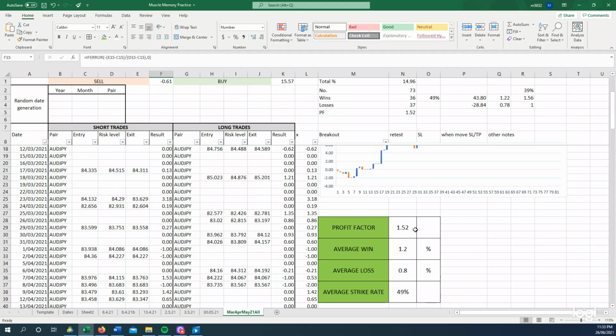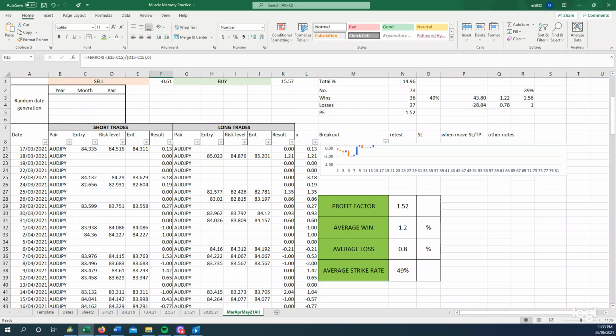Down here I've got a few important values that I like to keep an eye on. The profit factor, which is ultimately your gross profit divided by your gross loss, and anything over 1 on your trading strategy over a substantial amount of trades shows a profitable system.